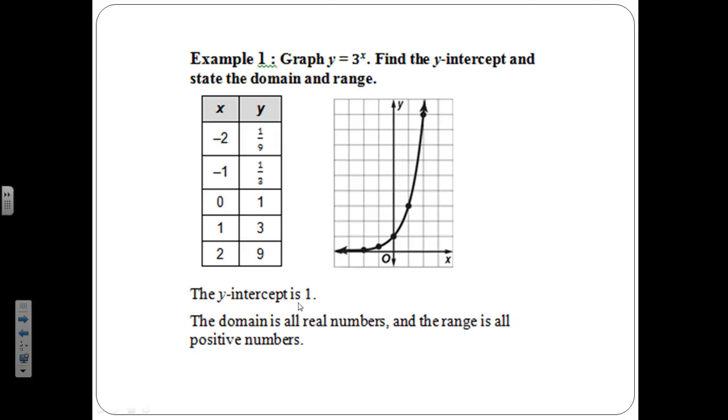For the y-intercept, that's again still where x equals 0 or where it crosses the y-axis, which would be 1. The domain is all real numbers, and that is because we can plug in any x term up here, and we would get a y out. The range is all positive numbers, and that is because there is no x term that we can plug into the equation and get y equals 0. So it will never cross that x-axis. It's all positive numbers.